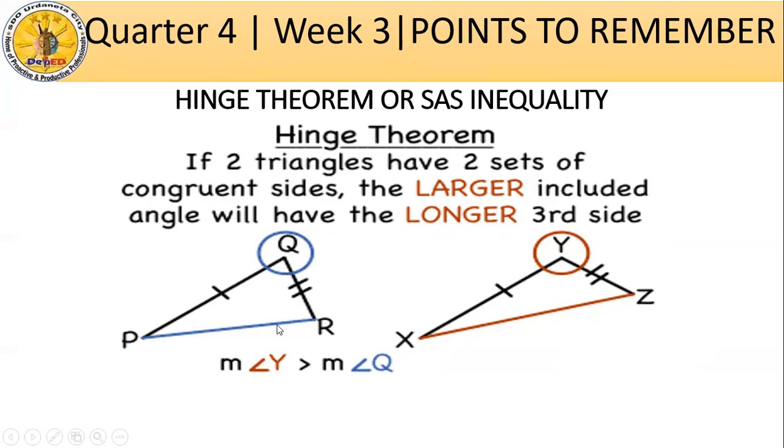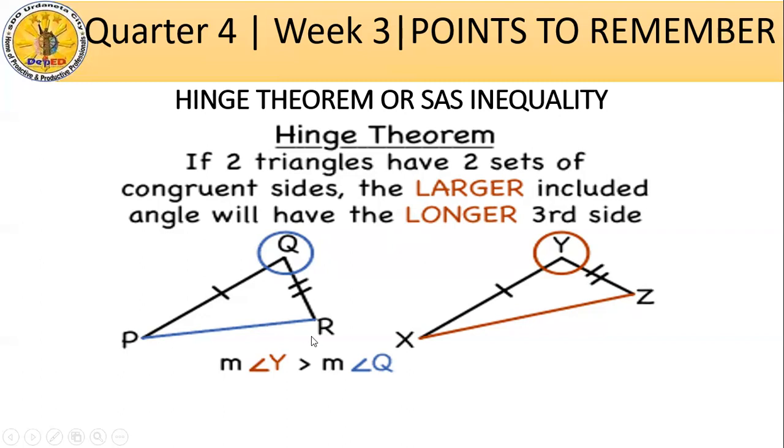So in here, since angle Y is an obtuse angle and angle Q here is an acute angle, therefore, the longer side is XZ. XZ is longer than PR. So therefore, according to the Hinge Theorem, since the angle opposite XZ, the longer side, is larger than angle Q, which is opposite of PR.